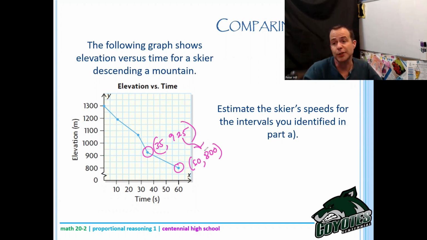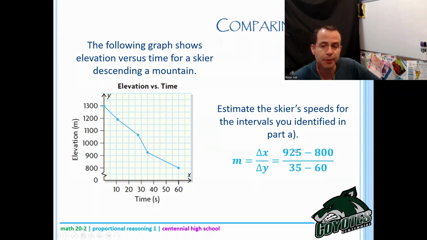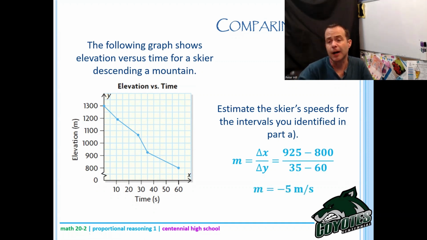Remember, slope is just y2 minus y1 over x2 minus x1. If I start with 925, I have to make sure I start with 30. I can't change the direction. So that'll be over 30 minus 60. Okay, so we end up with 925 minus 800 divided by 30 minus 60, and you end up with a rate of -5 meters per second.